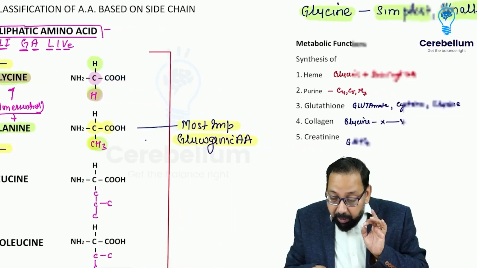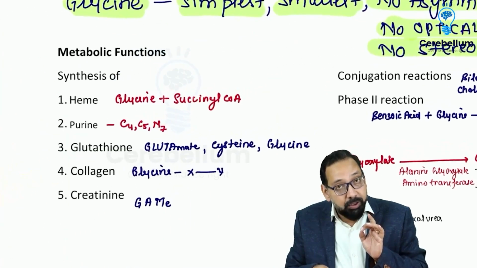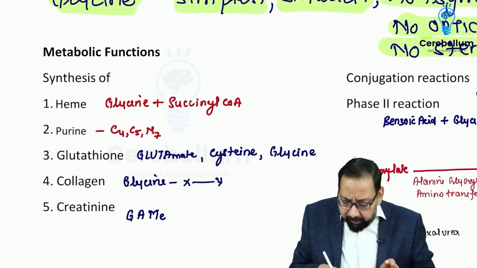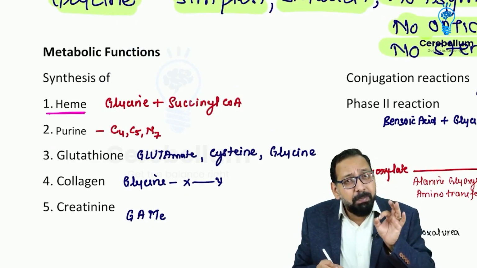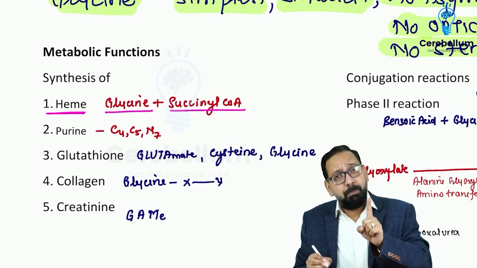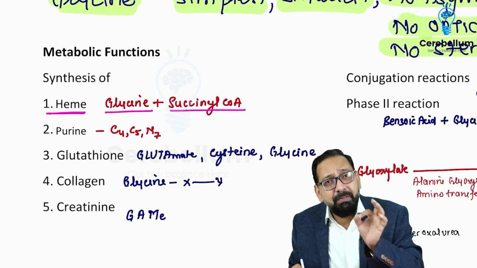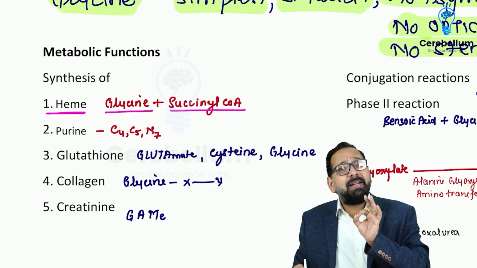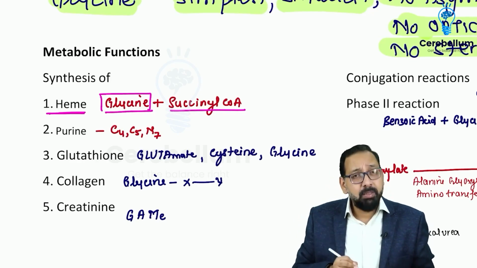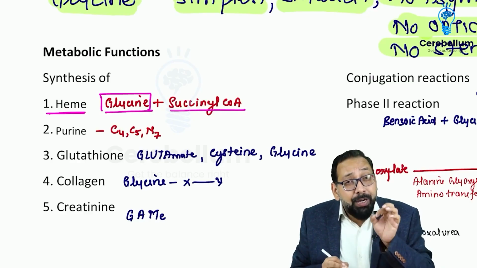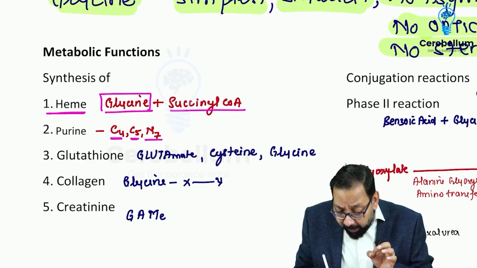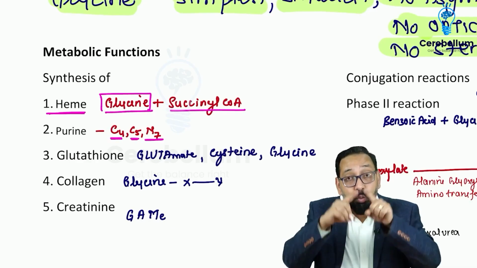Now questions are asked on glycine metabolic function. First question, glycine is used in the synthesis of heme. Heme is made up of glycine and succinyl coenzyme A. In the first step of heme synthesis, glycine binds with succinyl coenzyme A to form delta aminolevulinic acid. So glycine takes part in heme synthesis. Glycine contributes carbon number 4, 5 and nitrogen 7 in the purine ring.